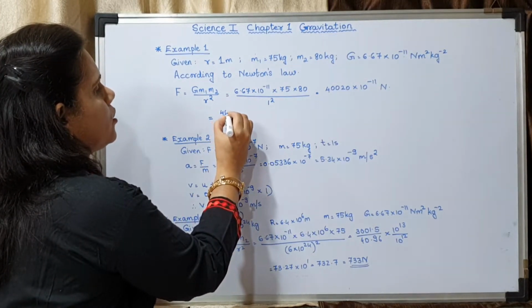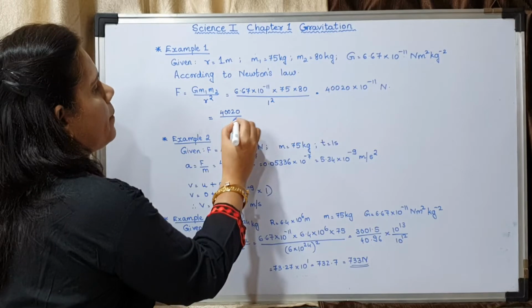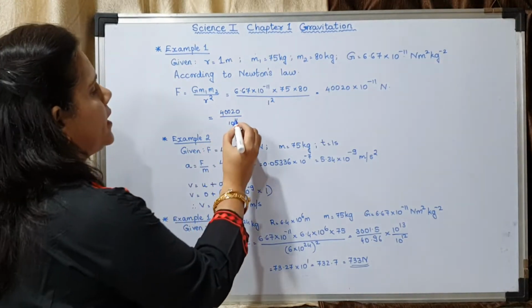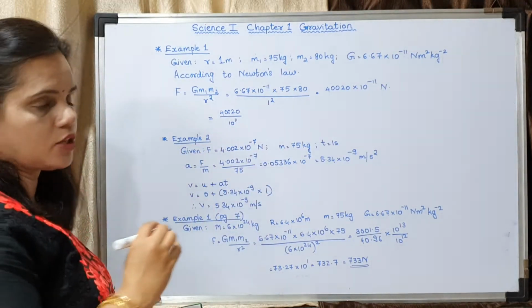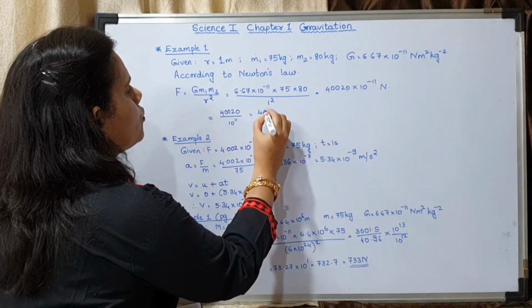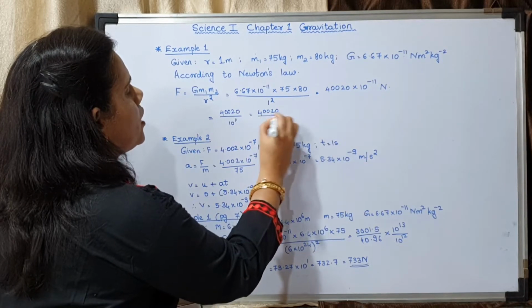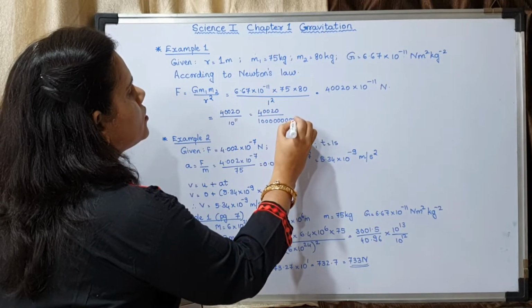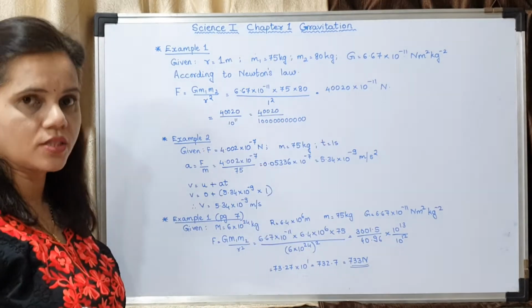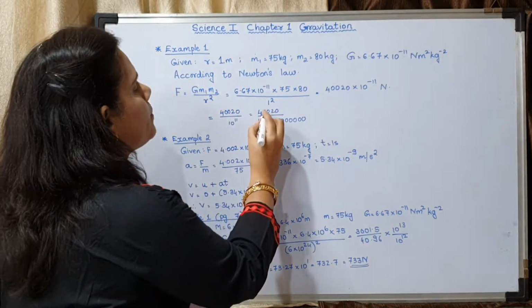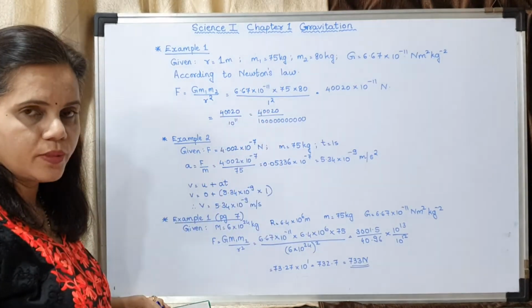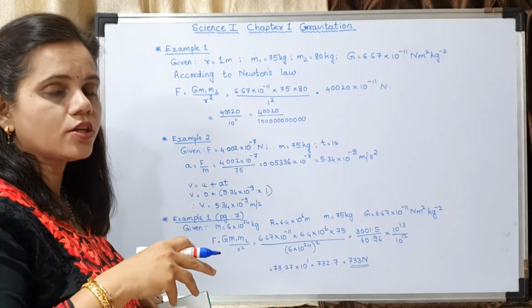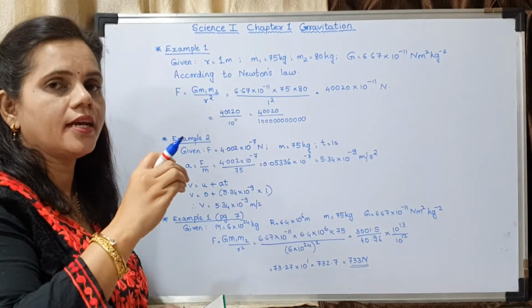This is the same as 40020 upon 10 raised to 11. That means it is 11 zeros. So this is the same as 40020 upon 10000000000, 11 zeros. Understood? And we have to put a point here. We have to bring a point there. Why? Because there is a practice in physics to put the point at that position.